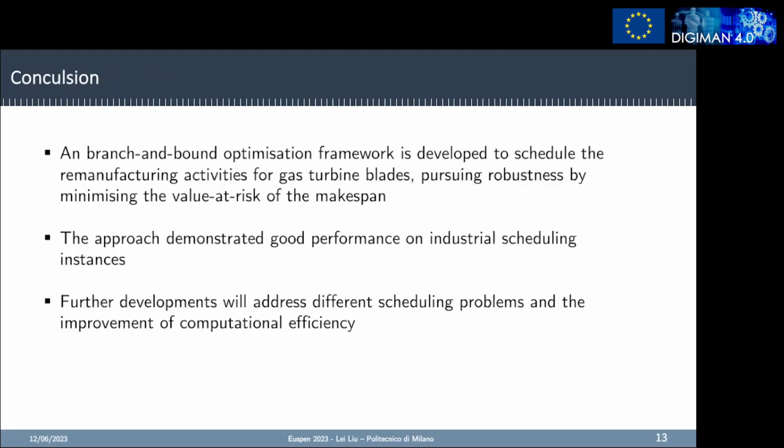Okay, now I'll conclude this project. A branch and bound algorithm is developed to schedule the remanufacturing activities for gas turbine blades, pursuing robustness by minimizing the value at risk of the makespan. The approach demonstrated good performance on the industrial scheduling instances, and further developments will address different scheduling problems and the improvement of the computational efficiency. Okay, that's all.